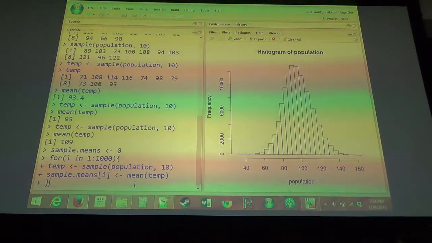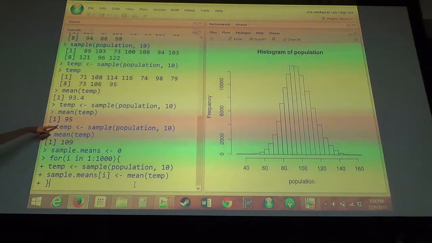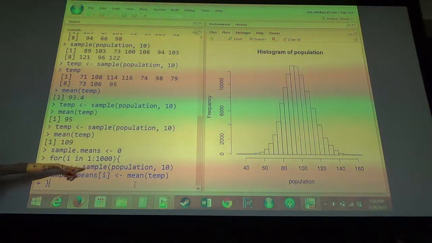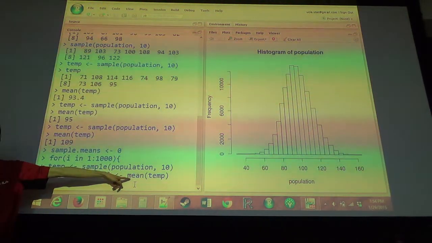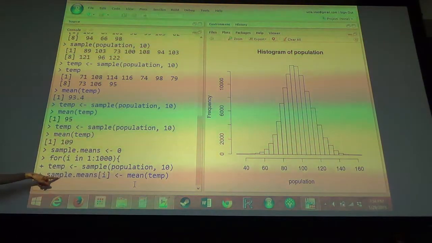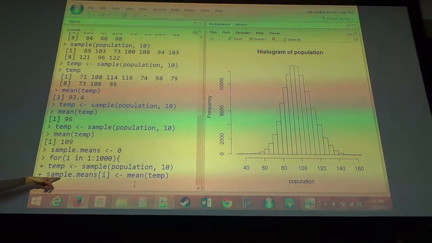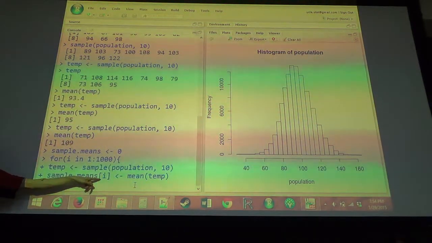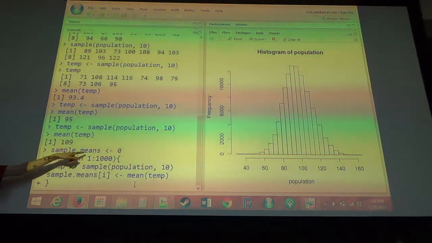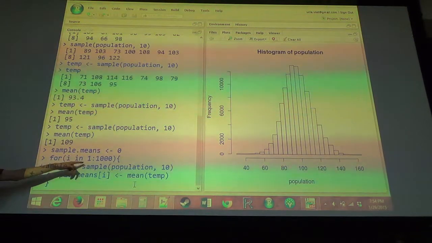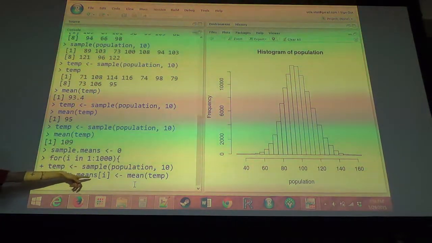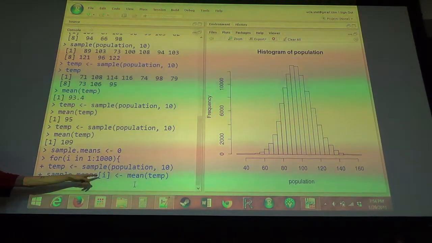Okay, and so that's basically all I'm doing. I'm just saying take the sample and then calculate the mean of that sample. And what this does is it says store the mean of the sample into sample means, and I put a bracket i. So in the beginning, i starts off at 1, and so it's going to store in the first position of sample means.